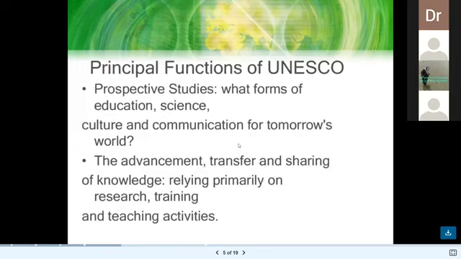Next are the principal functions of UNESCO. Mainly prospective studies: what forms of education, science, culture and communication for tomorrow's world, how to develop tomorrow's world. Then the advancement, transfer and sharing of knowledge, relying primarily on research, training and teaching activities.